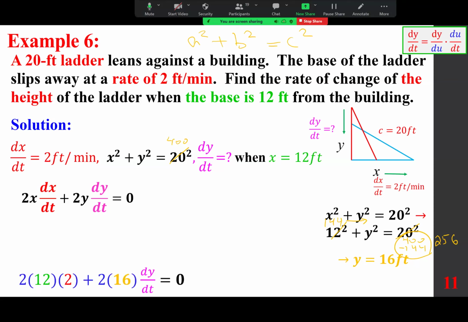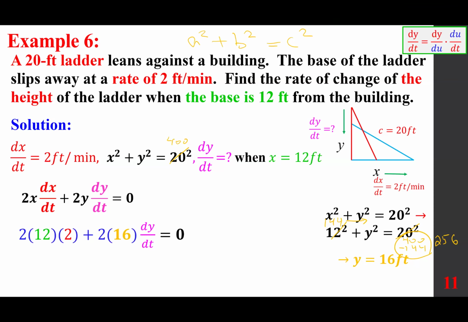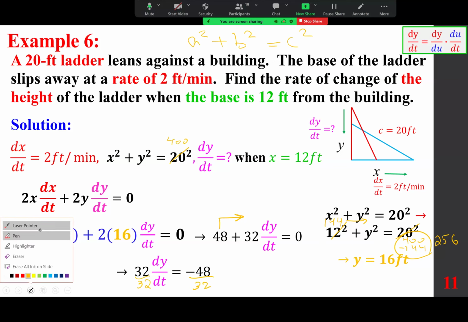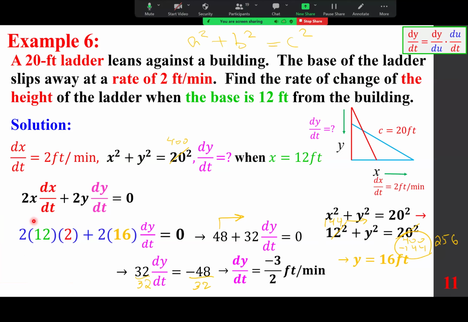Now we can plug in. 2 times 12 times 2 plus 2 times 16 dy dt. And 2 times 12 times 2 is 48. 2 times 16 is 32. We move the 48 to the right side, we make it negative. We divide both sides by 32. We drop a common factor of 16, negative 3/2, units of y over units of time, feet per minute.